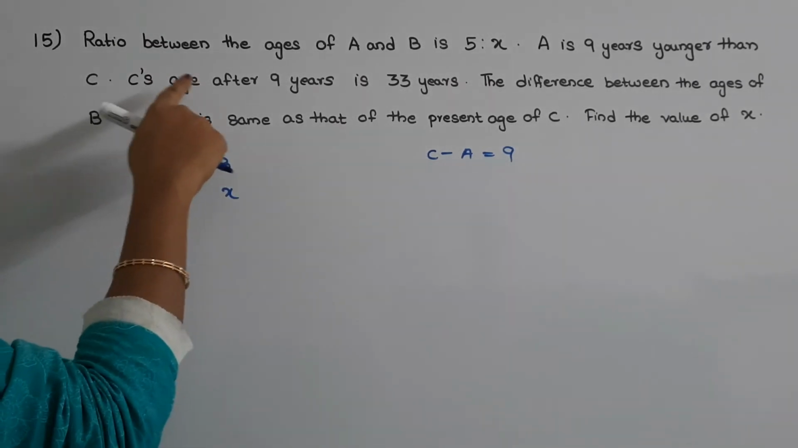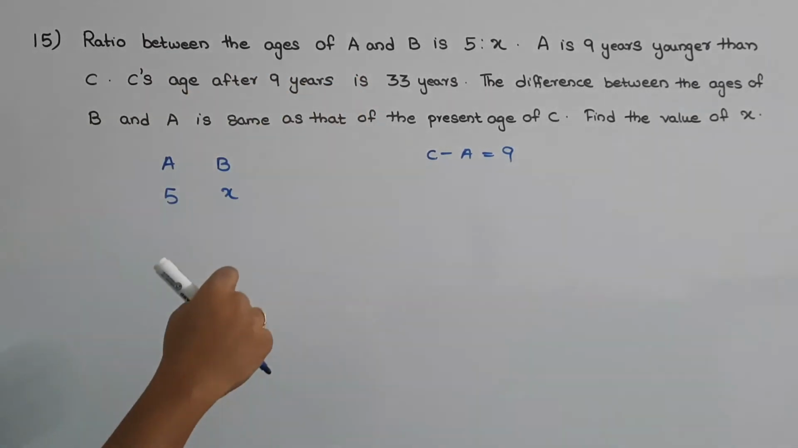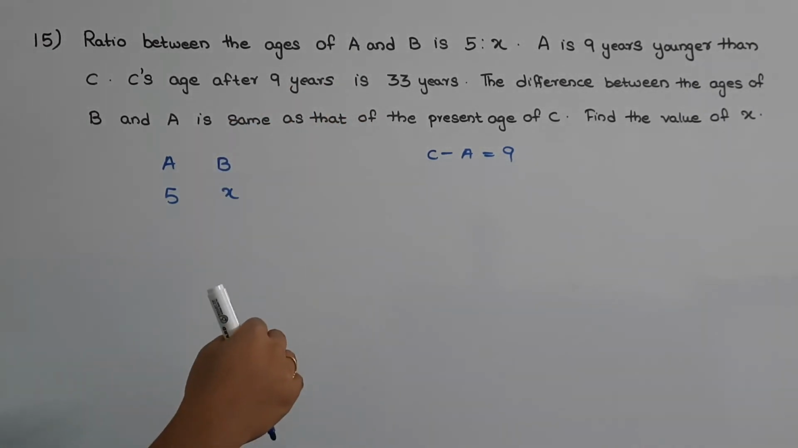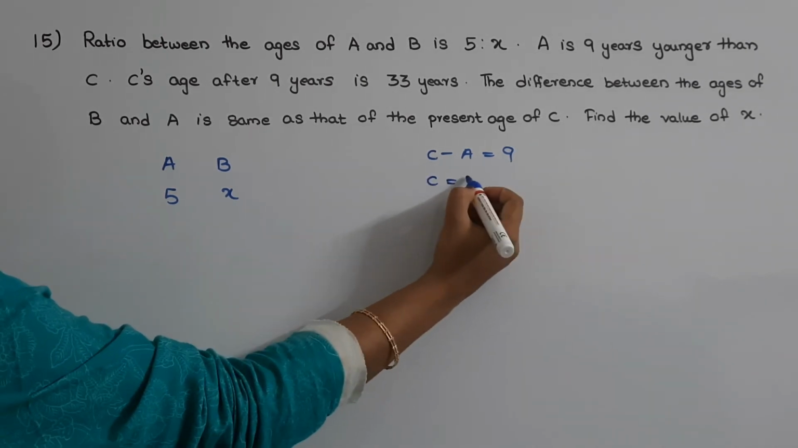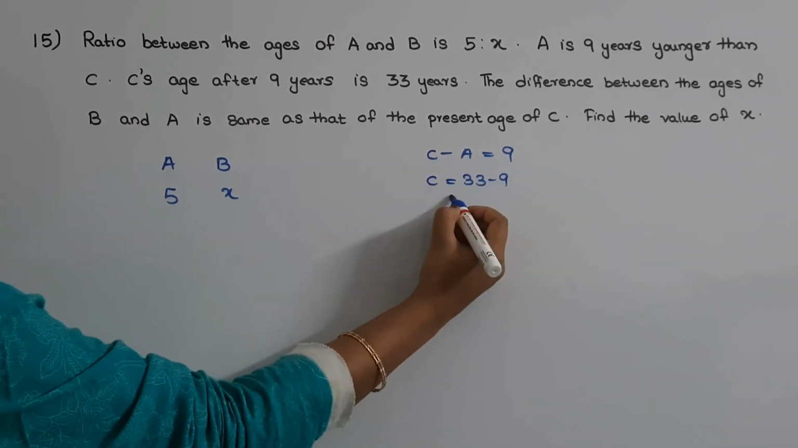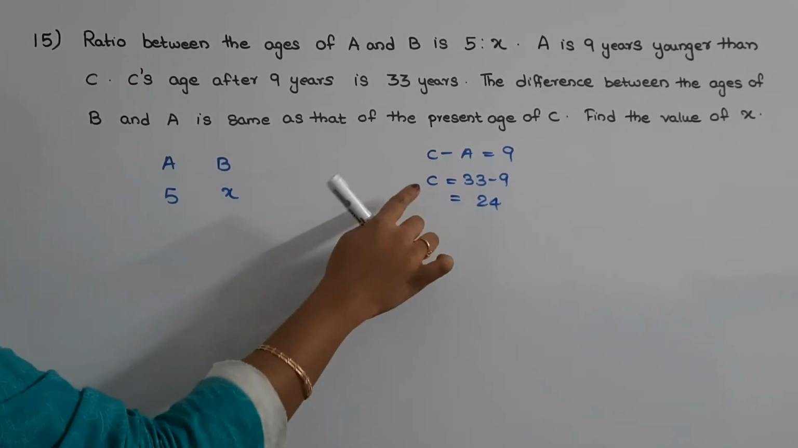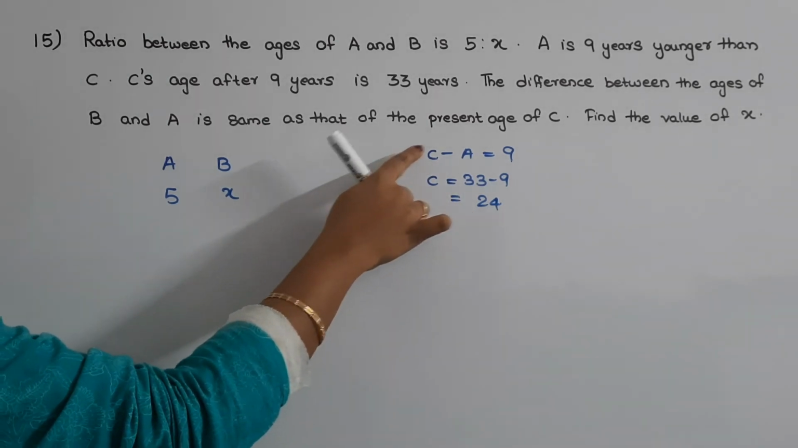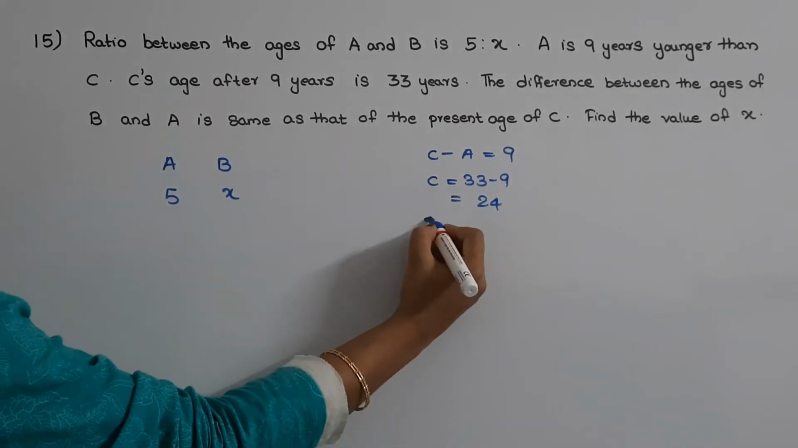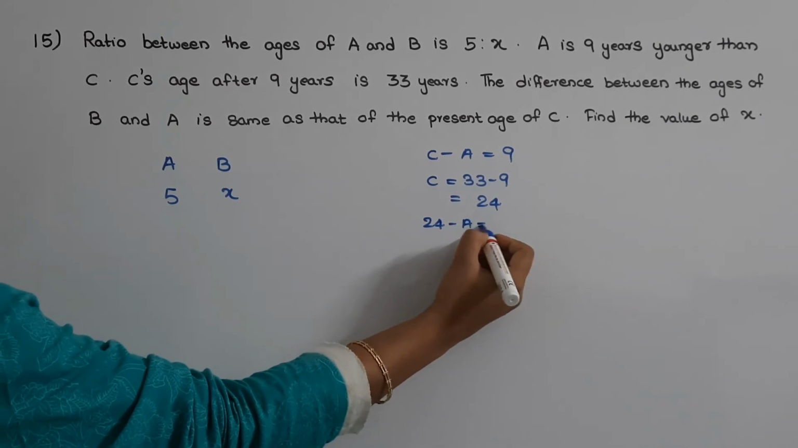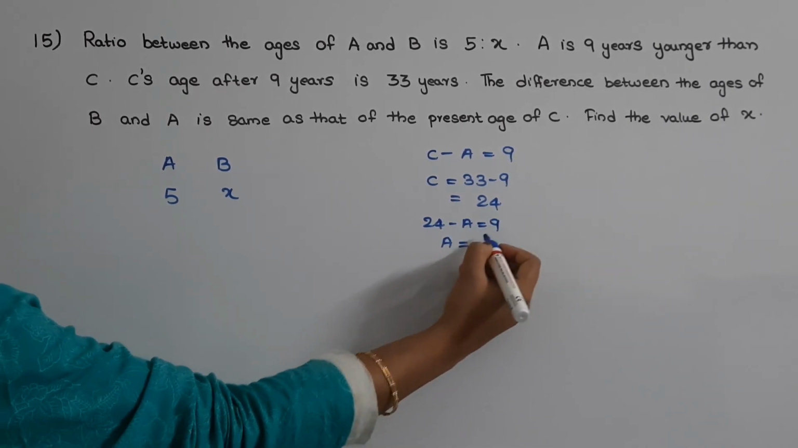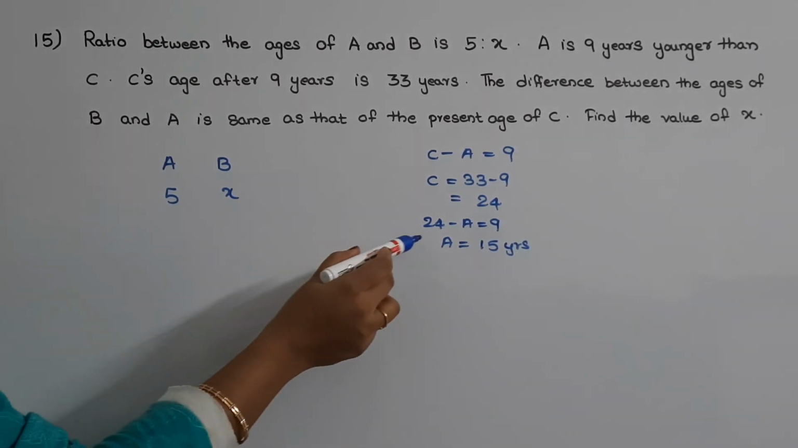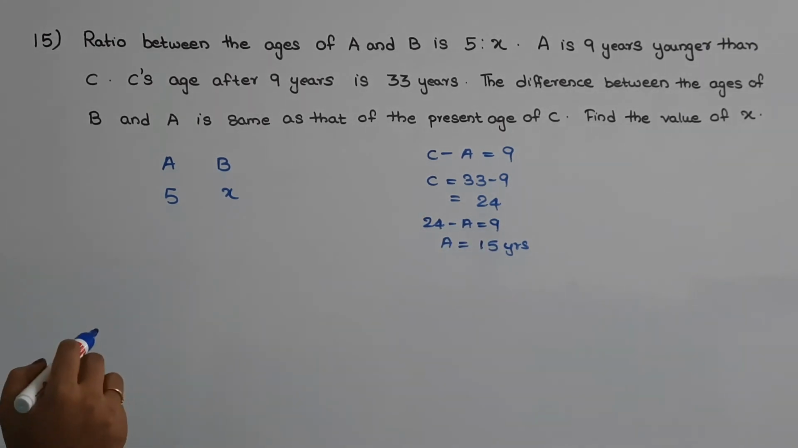Then they are telling that C's age after 9 years is 33. If C's age after 9 years is 33, then what would be his present age? His present age would be 33 minus 9. That will be equal to 24. Now we have the present age of C as 24. On substituting this value in this equation, we will get the age of A. So, 24 minus A is equal to 9. So, from this A is equal to 24 minus 9, that is 15 years. So, the present age of A, we found it as 15 years.